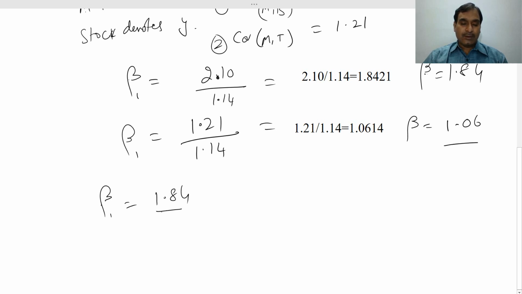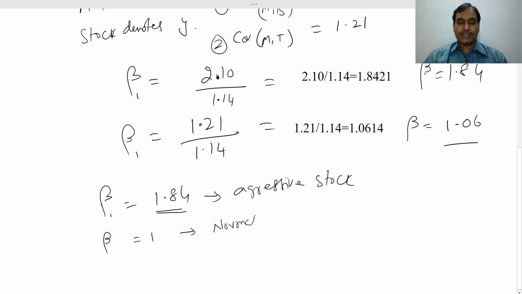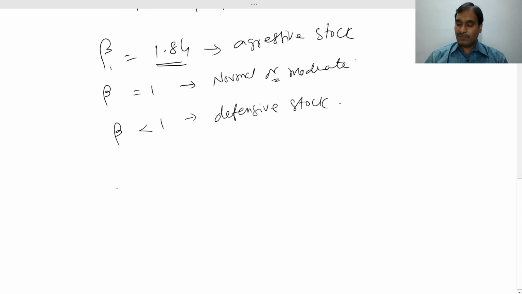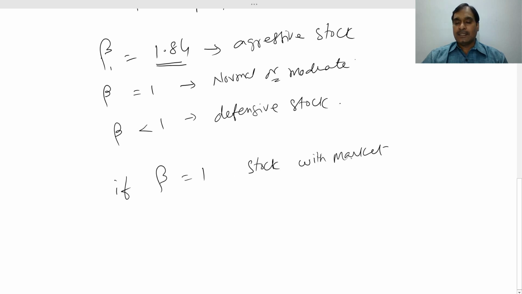When a beta value is greater than 1, we call this an aggressive stock. When the beta value is 1, this is a normal or moderate stock. And if the beta value is less than 1, we call this a defensive stock. Now, what this beta indicates is, if beta of a stock equals 1, that means the stock moves in tandem with the market. In the sense, if the market increases by 10%, there is a possibility that the stock also increases by 10%.